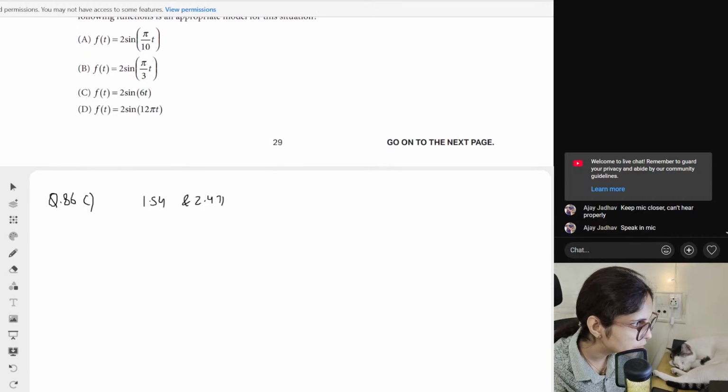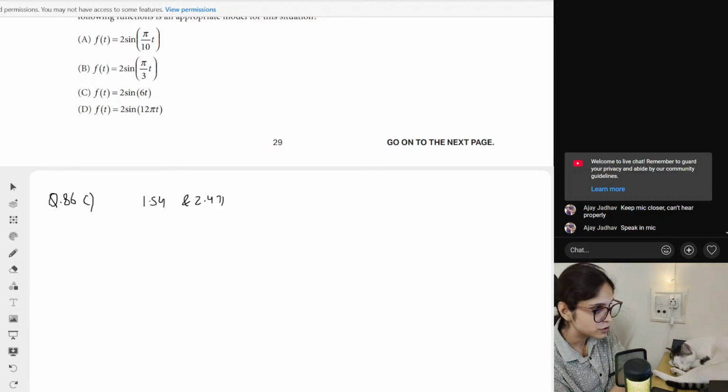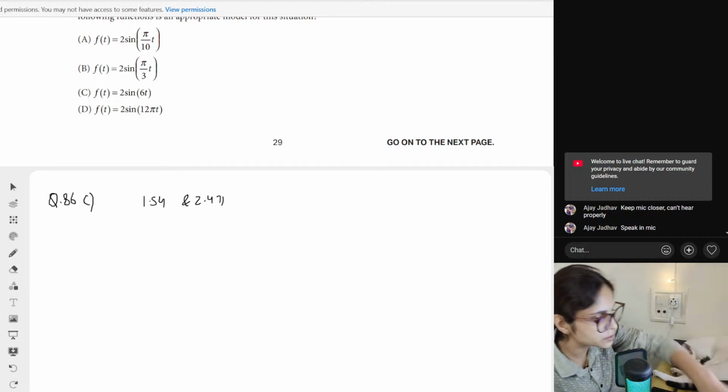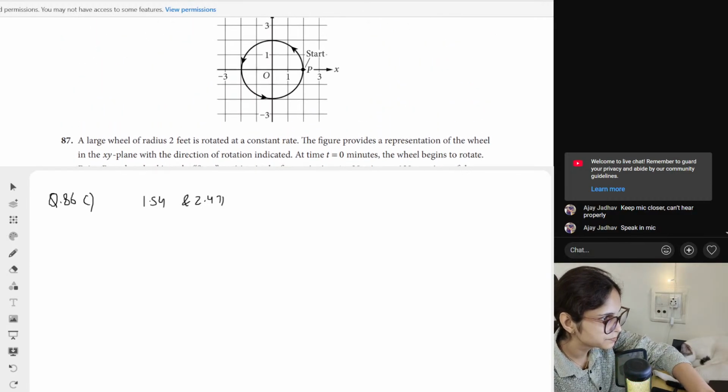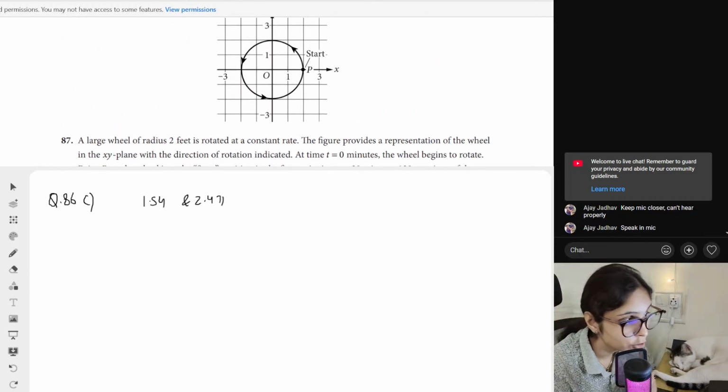Over here, all of them have an amplitude of 2 because the radius is 2 feet, so we do not need to care about that. All of them are sine functions, so that is also done. The midline is 0 for all of them, that is also done. We only need to find the period, because in all the options only the period, or the value of B, is changing. Now, what is the question saying about the period? It's talking about the number of cycles. So at t equals 20 minutes, you're doing 120 rotations.